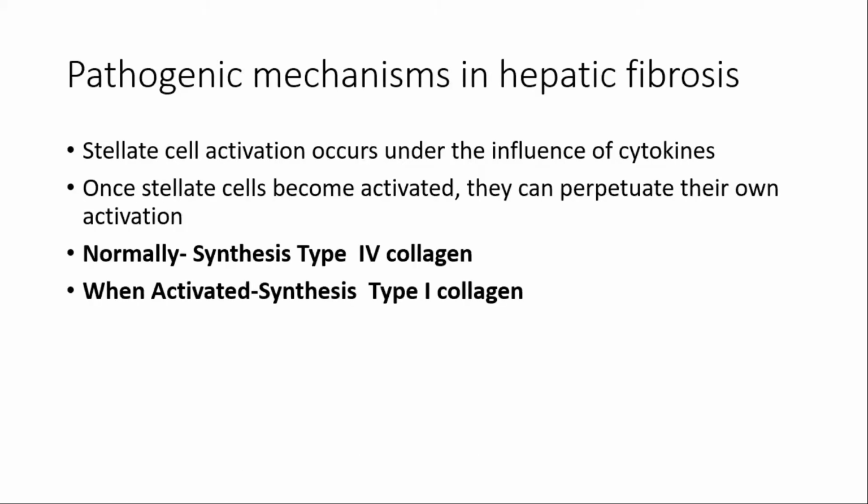What is the pathogenic mechanism in hepatic fibrosis? The stellate cell is the main factor for hepatic fibrosis. Stellate cell activation occurs under the influence of cytokines. Once stellate cells become activated, they can perpetuate their own action. And normally, there is synthesis of type 4 collagen, but when stellate cell is activated, there is formation of type 1 collagen, which is fibrillary.